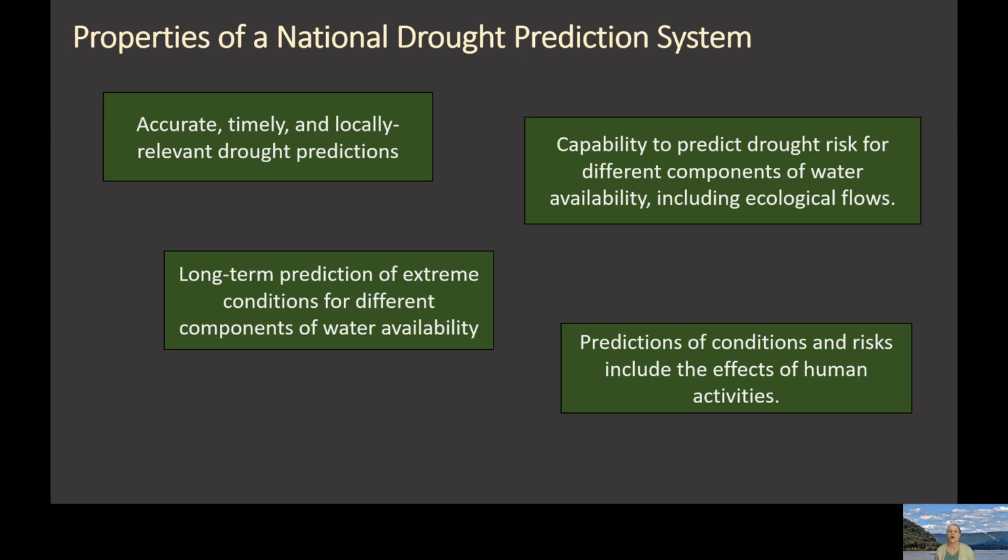And the last piece is that we want these predictions of conditions, these drought metrics, and then the risks, the potential of exceeding a particular threshold of a drought metric, to include the effects of human activities, not just a natural condition.